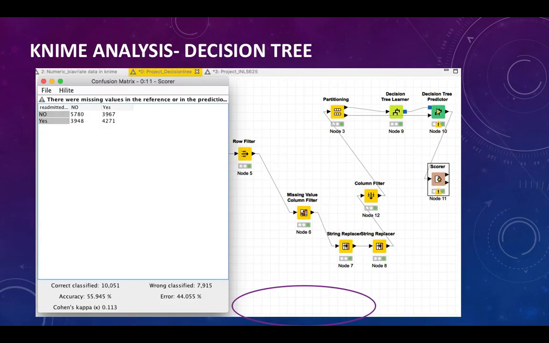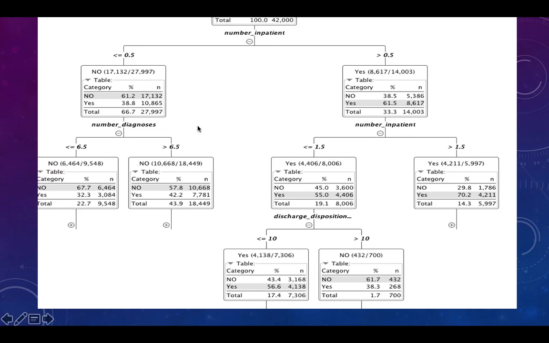My first algorithm was a decision tree, and you can see that the accuracy of the decision tree was close to 56%, and number of inpatient encounters was the most important attribute, followed by number of diagnoses, in predicting whether the patient will be readmitted or not.